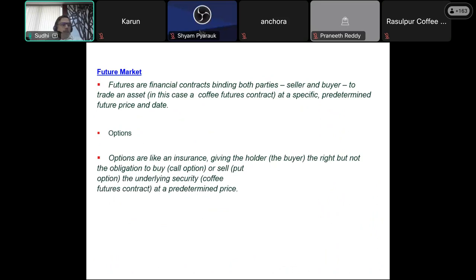Now I am going to jump on to the trading part of it. We spoke about how coffee is available, how coffee is grown, where India is placed, and the types of coffee which we produce.